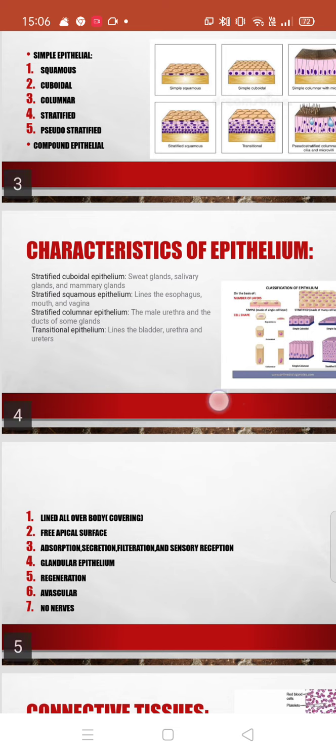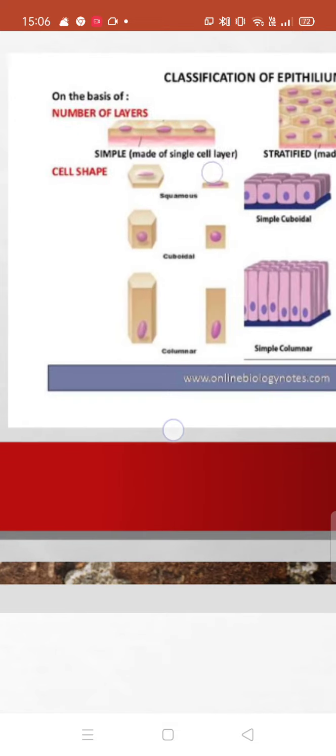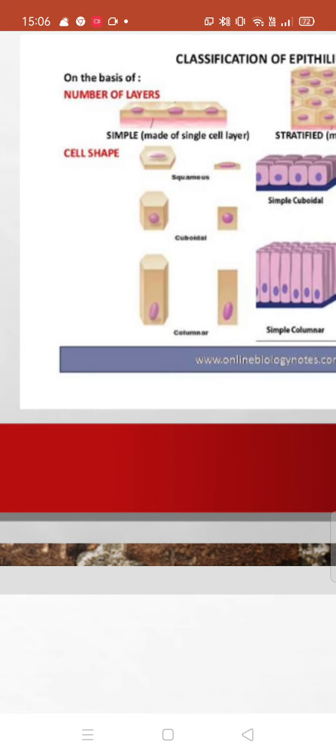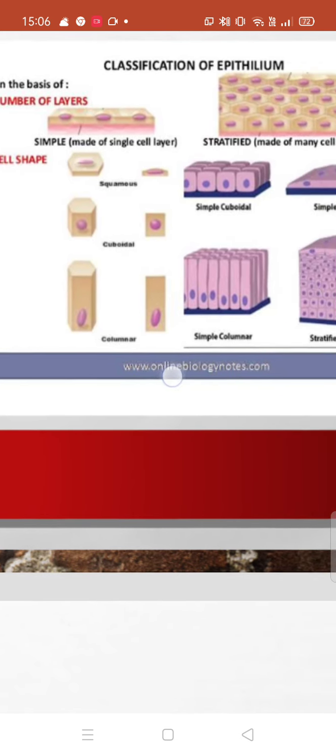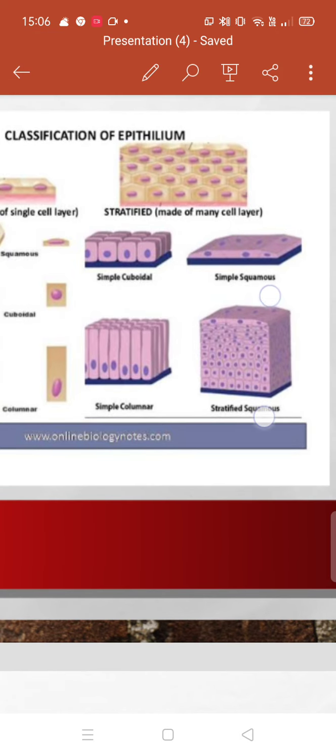So these are the examples, and here you see the cell shape. It is squamous, cuboidal, and columnar. This one is simple, and this is stratified, multi-layer.